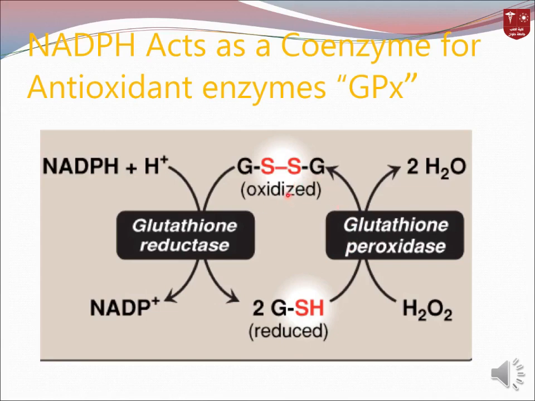In order to convert this oxidized form to the reduced form, we need NADPH. So NADPH is essential for the action of glutathione peroxidase. Without NADPH, glutathione peroxidase cannot convert glutathione from the oxidized form to the reduced form, and thus cannot neutralize this free radical. Glutathione peroxidase is the antioxidant enzyme that converts H2O2 to water.